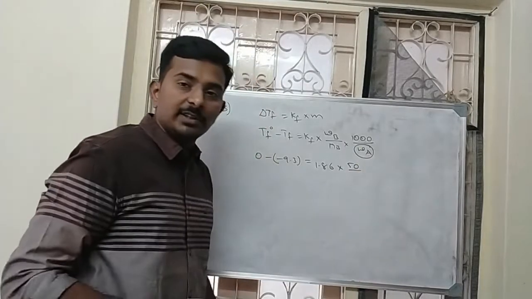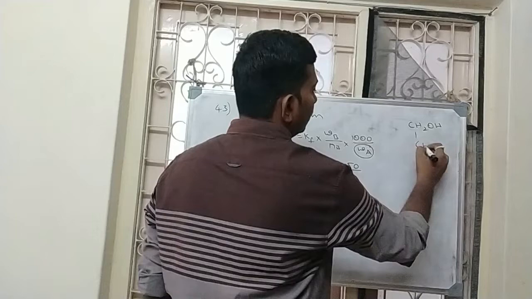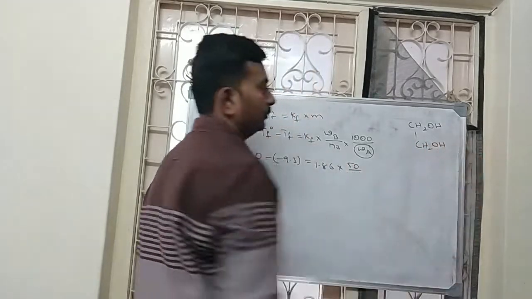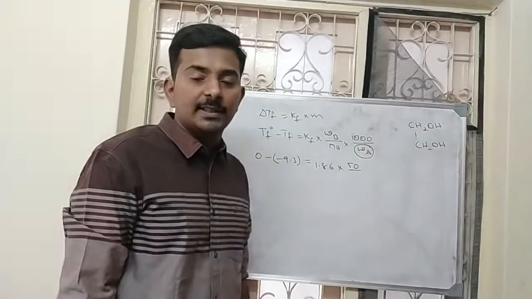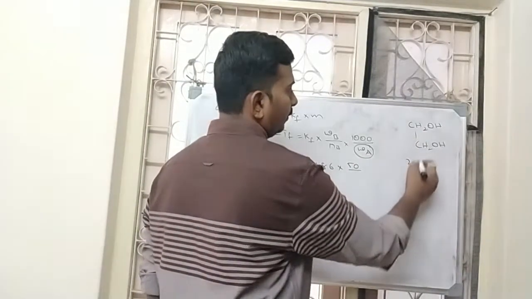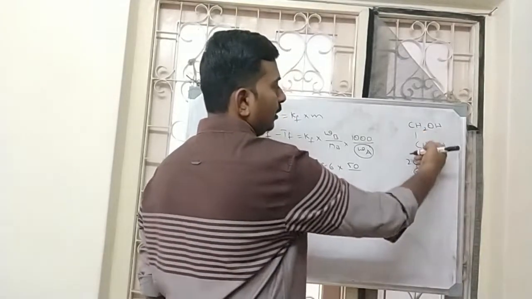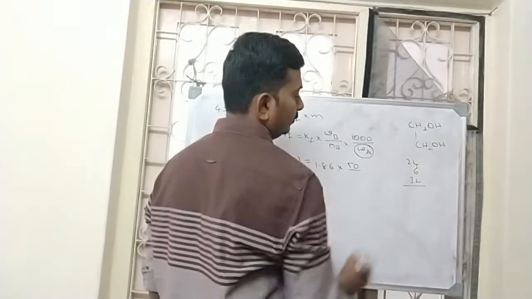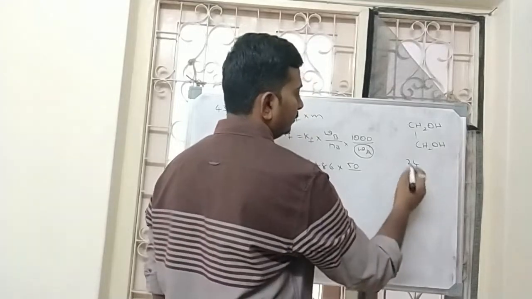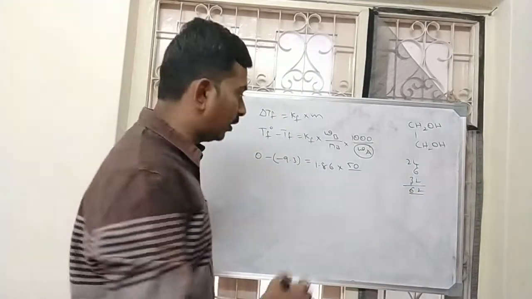What is the molar mass of ethylene glycol? The ethylene glycol formula is CH2OH, CH2OH. So what will be the mass of ethylene glycol? 2 carbon atoms, 24, plus 6 hydrogens, 6, and 2 oxygens, 32. So this will be 62. So 62 is the molar mass of ethylene glycol.